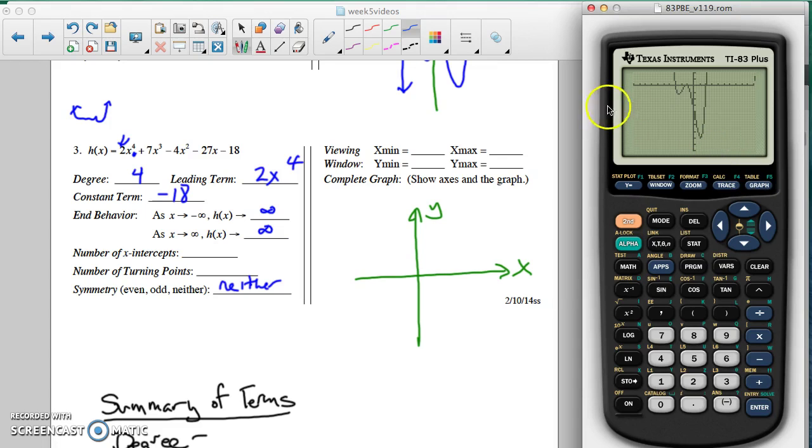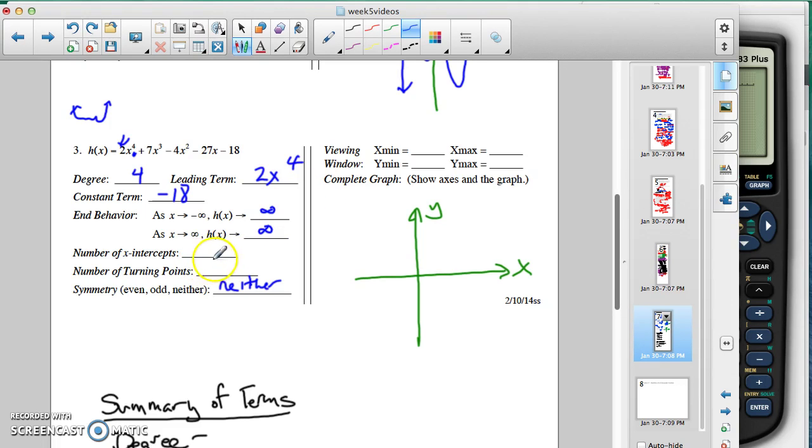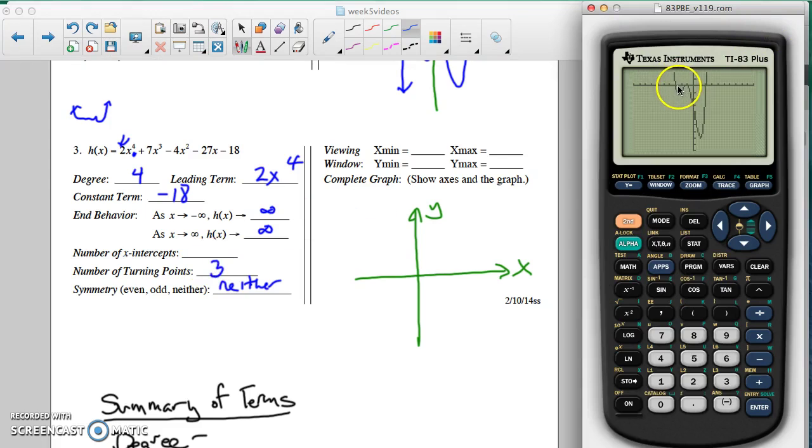All right, so we can get the number of turning points. It decreases, then increases, that's 1. Then it increases, decreases, that's 2. Then there's 3 turning points. So we have 3 turning points there for sure. We have 1 x-intercept and 2 x-intercepts, but I can't really tell right there how many x-intercepts I have, so I need to zoom in on that area.